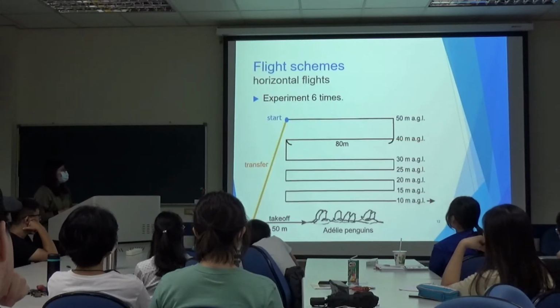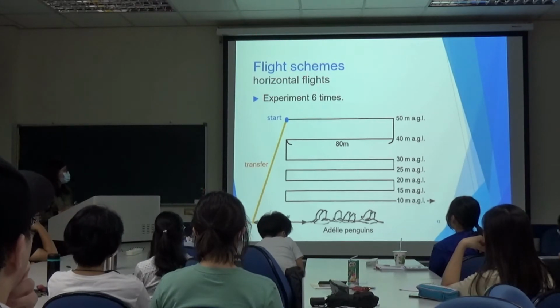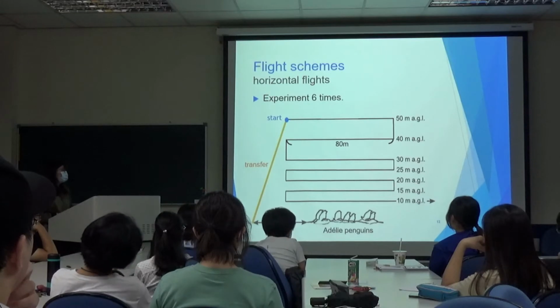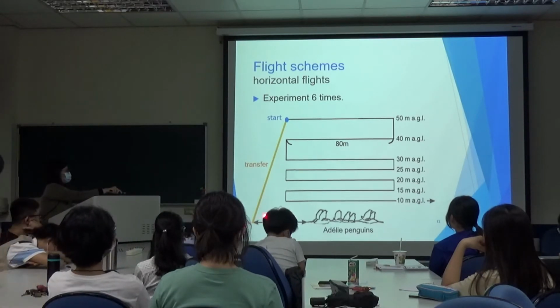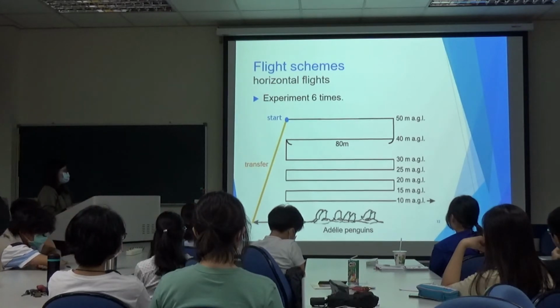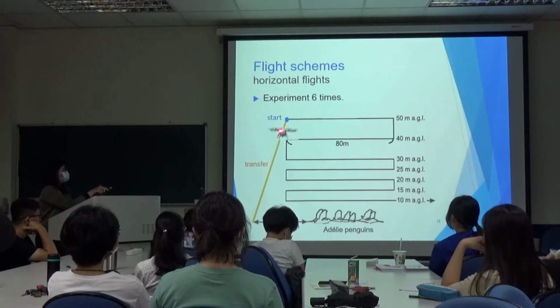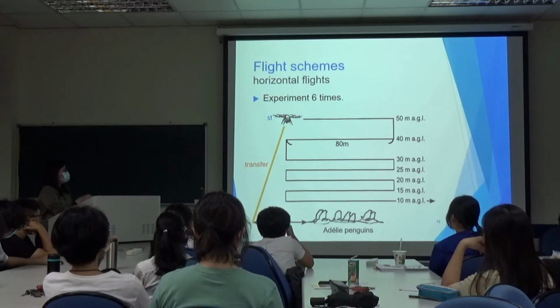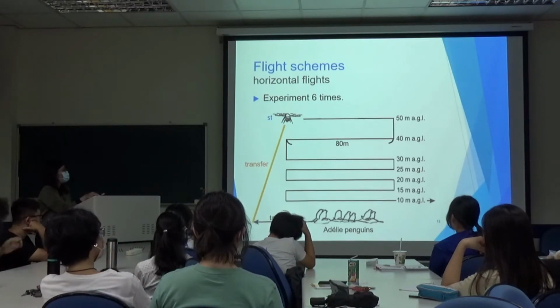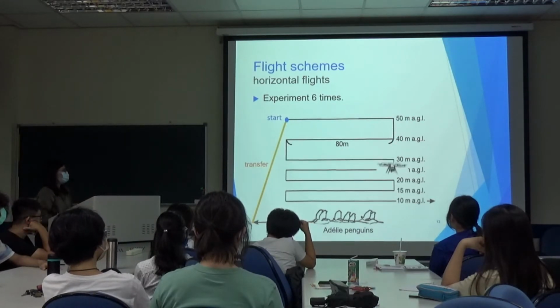Second, I want to show you the horizontal flight. It was experimented 6 times. Before the experiment, the UAV takes off 50 meters away from the penguins. Then the UAV flies through the transfer way to the start point. In the experiment, the UAV flies 80 meters at 50 meters AGL, then flies 80 meters at 40 meters AGL, and so on.